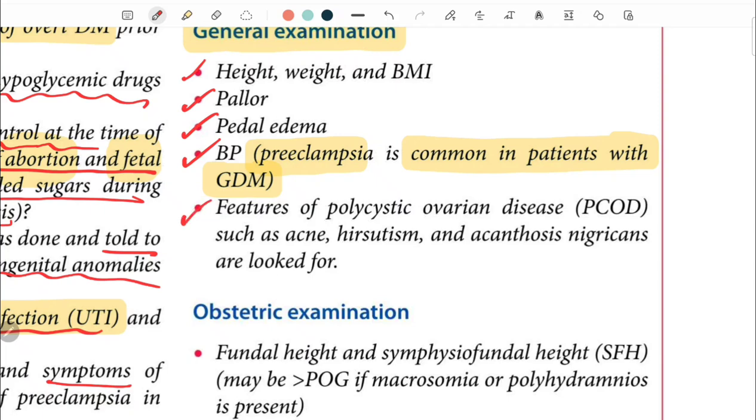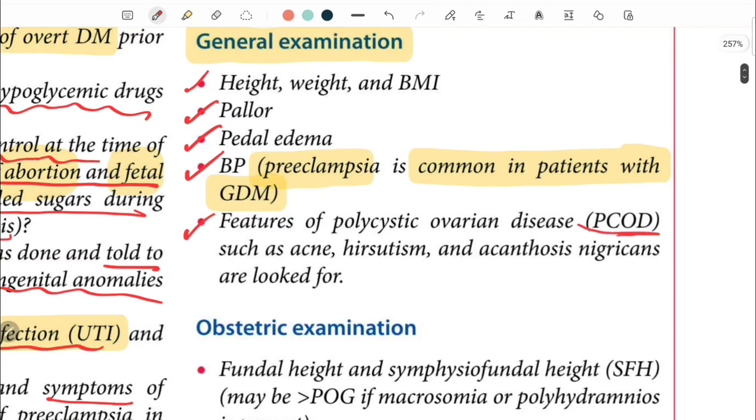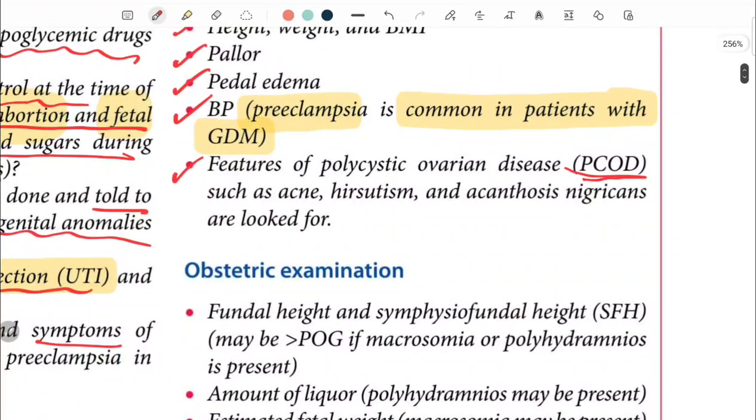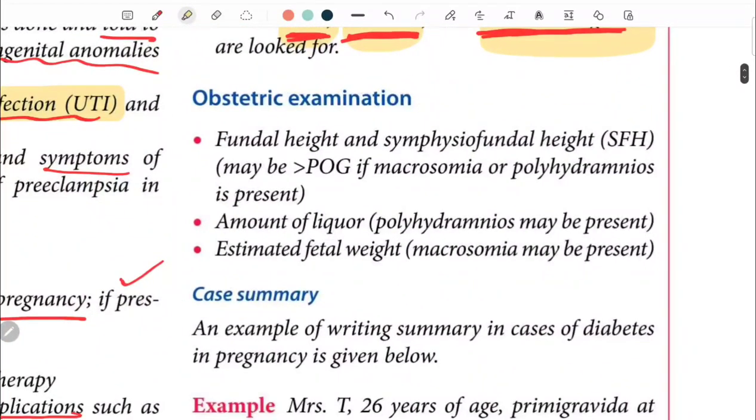Next, moving on to the features of PCOD, polycystic ovarian disease. What are the features of PCOD? Acne, hirsutism, acanthosis nigricans. All these three are looked for. Next, moving on to obstetric examination.